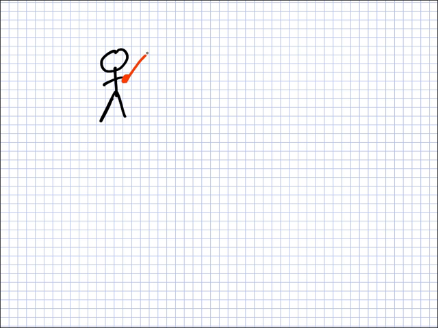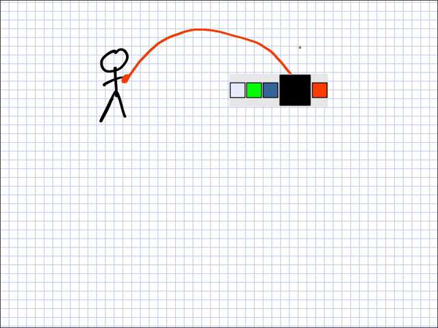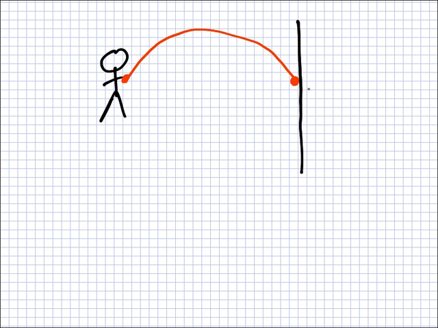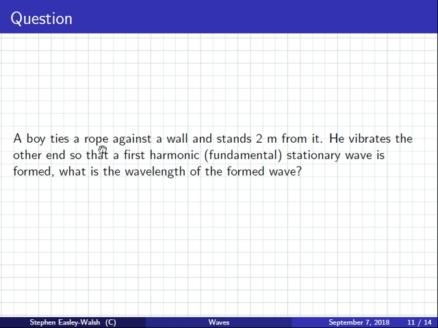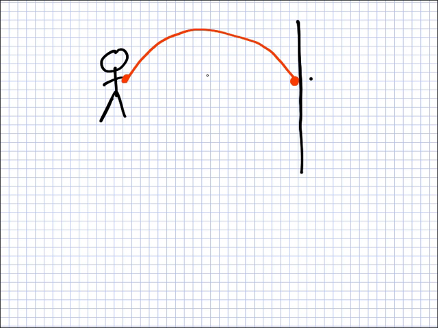What is D? Between node and antinode? No, between node and node. Is it this one? No, it's this one. Node and node. It's a string, that's a rope. One, two, node. So, if that's 2 meters, then it means the wavelength is 4 meters.